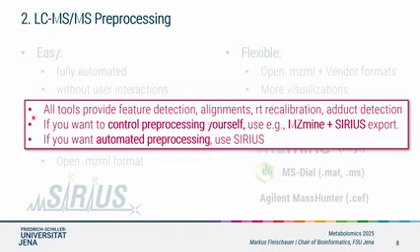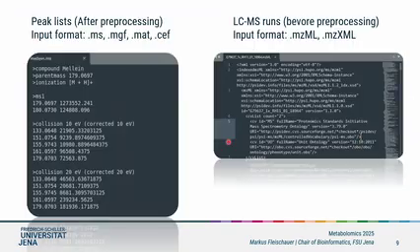Yeah, so all the tools I showed can do all the necessary things we need for preprocessing. And my suggestion is basically, if you want to have more control over the preprocessing, use MZMine and SIRIUS. And if you want a fully automated preprocessing, then just give the included preprocessing in SIRIUS a try.